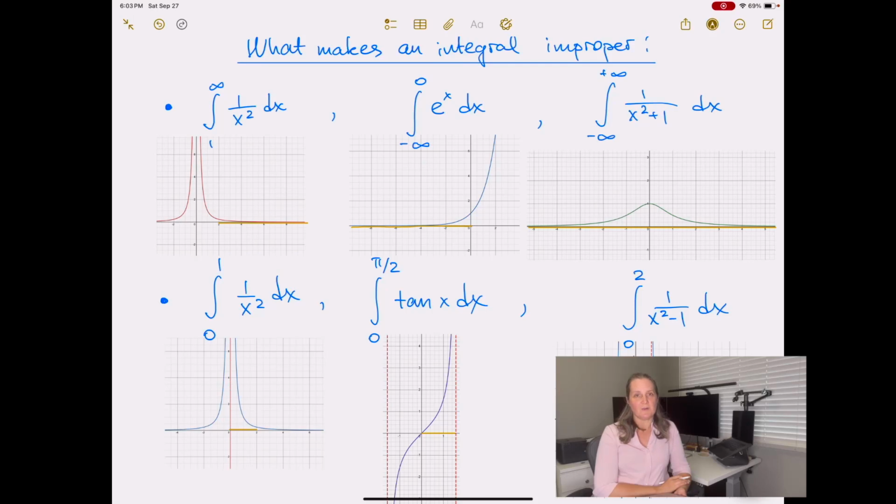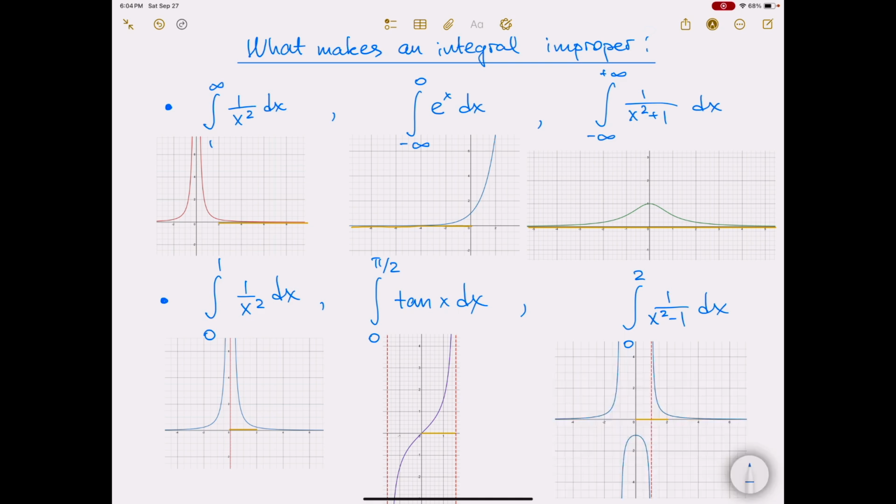Welcome to week 5 of our Calculus 2 course. Last week we started talking about improper integrals. This week we will learn how to analyze whether a given improper integral converges or diverges using the direct comparison test or limit comparison test. Let's review.